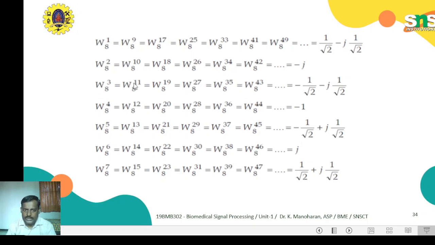Similarly for W3 of 8, 11, 19, 27, 35, 43 we get minus 1 by root 2 minus j 1 by root 2. For W4 of 8, these values we get as minus 1. W5, W13, 21, 29, 37, 45 we get minus 1 by root 2 plus j 1 by root 2. W6, 14, 22 we get plus j. And for W7 of 8, 15 of 8, you get plus 1 by root 2 plus j 1 by root 2.